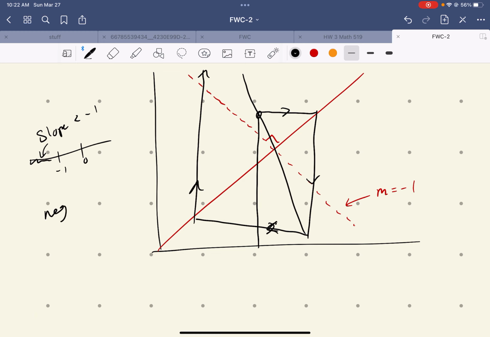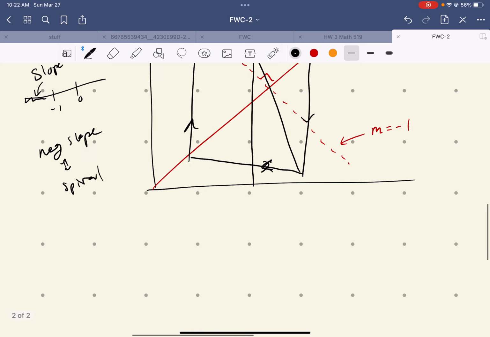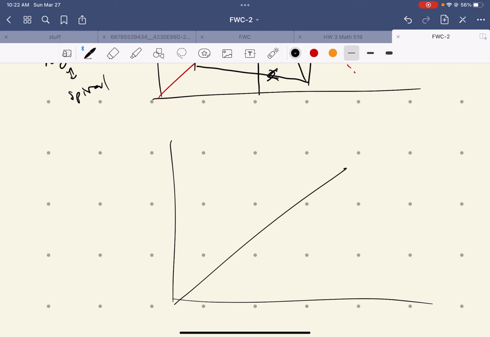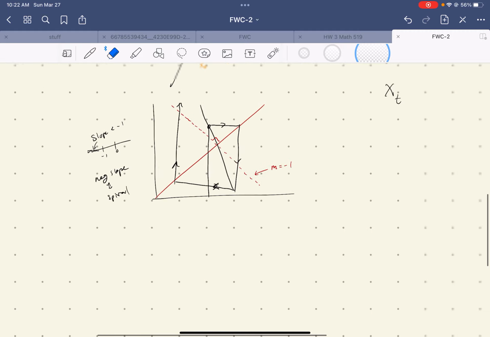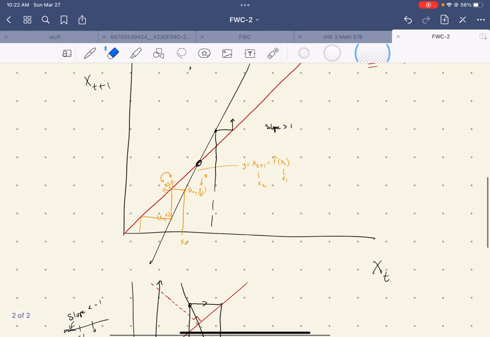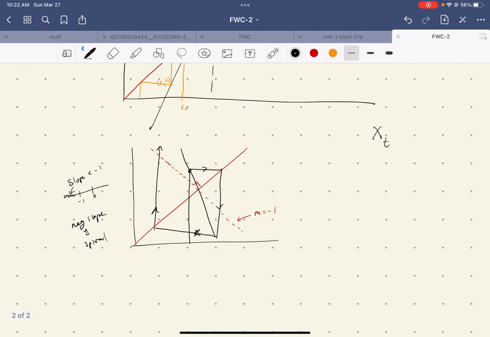And in general, negative slope of an updating function tells you that you spiral. Okay? Play around with that. Draw a few different, just give yourself a little setup. Draw a negative slope updating function. See that you spiral every time. Anyway, so what these two scenarios have in common is that the equilibrium point is unstable.